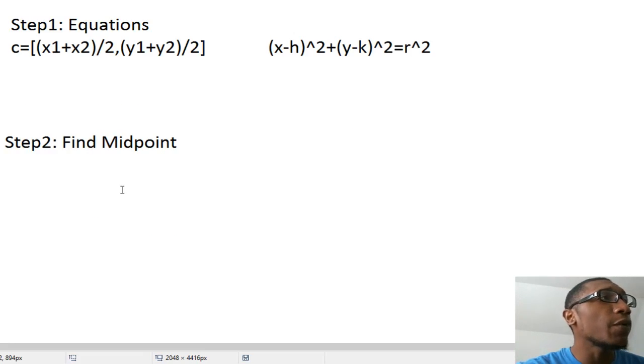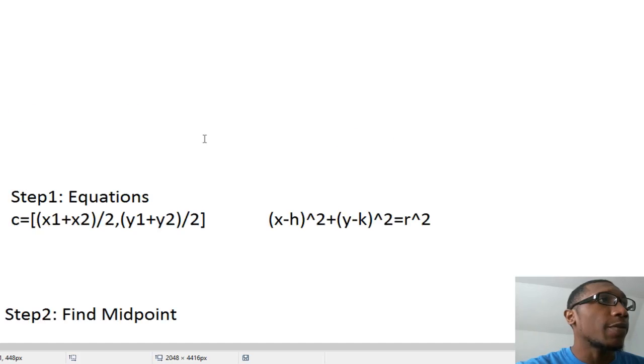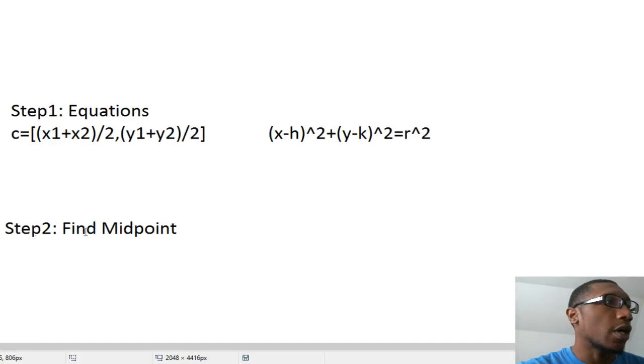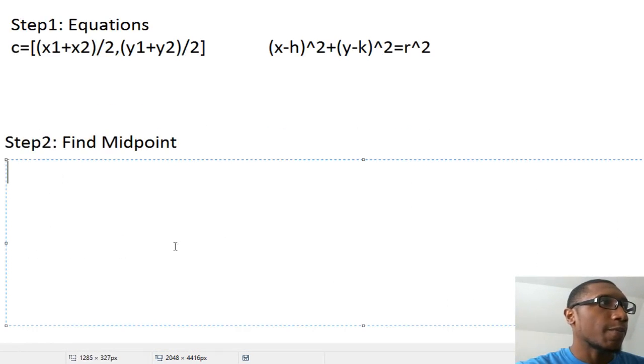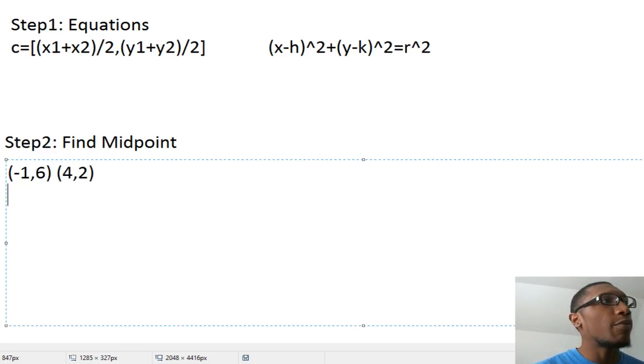All right, so the first thing we want to do is find our midpoint. Let me go back up here real quick and see what our coordinates are. I'm just going to write them right here for us. So it was -1, 6 and 4, 2. In order to find the midpoint, we want to use this equation. Again, c equals x sub 1 plus x sub 2 divided by 2, y sub 1 plus y sub 2 divided by 2. So we're going to take our two x coordinates, which are -1 plus 4.